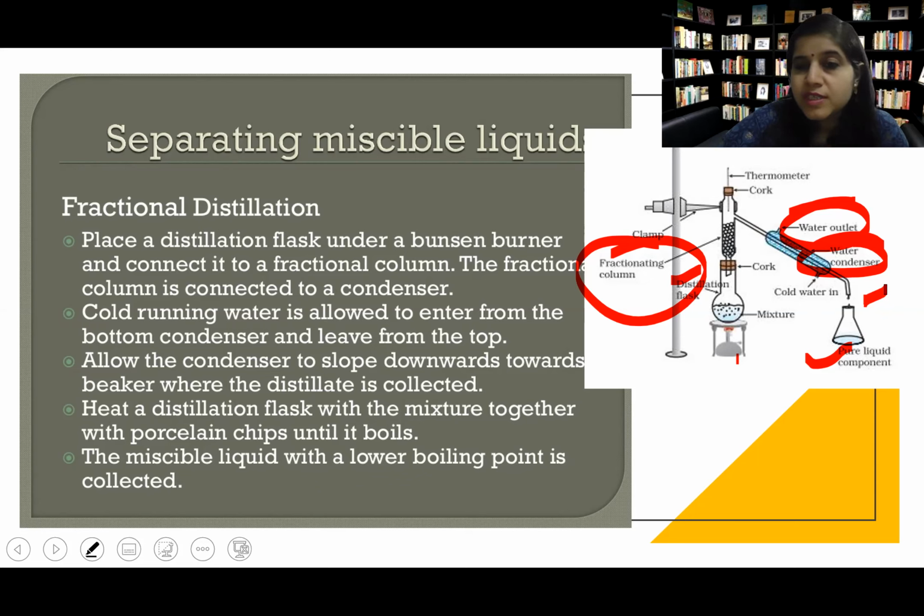The miscible liquid with the lower boiling point is collected. Obviously, the liquid which has the lowest boiling point will start boiling first, and you can collect that liquid by the help of the vapors going into the condenser. Now they start cooling down, and you can collect the droplets of the liquid which has the lowest boiling point. So it is a very important method, the fractional distillation method.